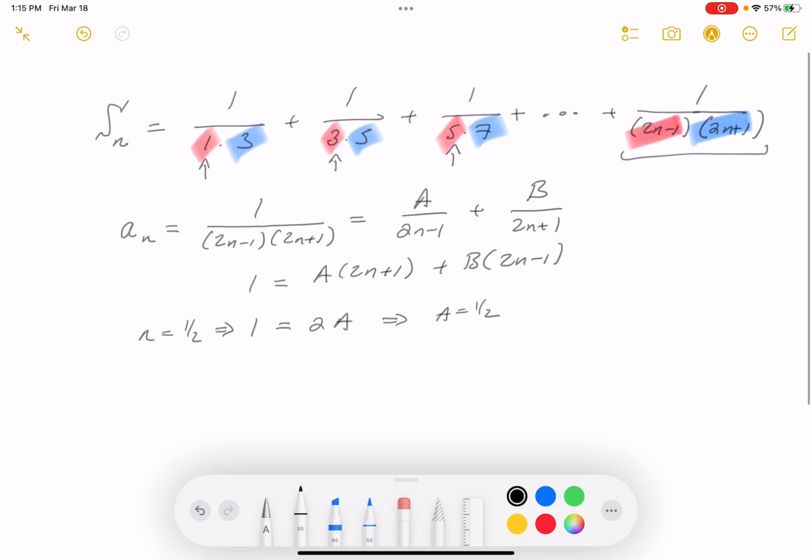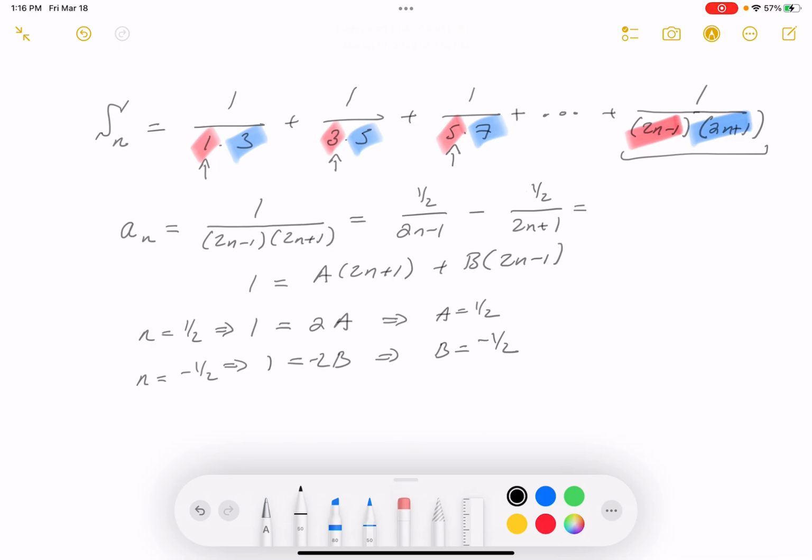Let's see if we get b. Well, to get b, I'm going to pick n to be minus 1/2. What do you get here? 1 equals, well, then the a disappears because 2 times minus a half is minus 1, and minus 1 plus 1 is none. And what do you get here for the b? What coefficient do you get? That would be minus 2, right? So the b would be minus 1/2. All right? So I'm going to write that down for you. This is minus 1/2, and this is 1/2. I'm going to further simplify this by getting a minus sign, say it's a subtraction problem now.